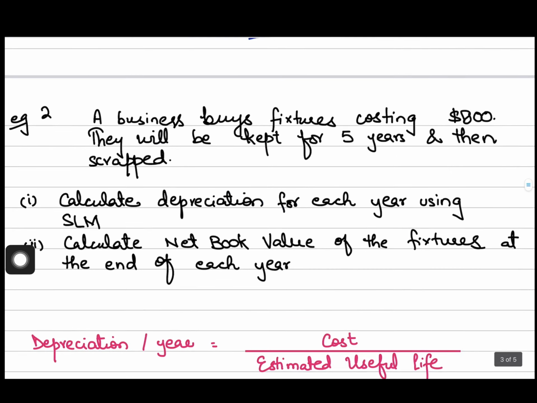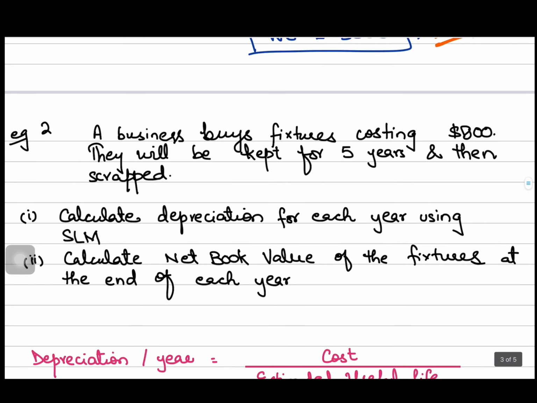Now let's move to the second example. The second example says a business buys fixtures costing $800. So the cost is given to us, and that is $800. Then it says that they will be kept for 5 years in the business. So this is the estimated life given to us, and then scrapped. Scrapped means no value is given to us, so the scrap value is 0, right? The business is expecting to not receive anything from the sale of these fixtures.